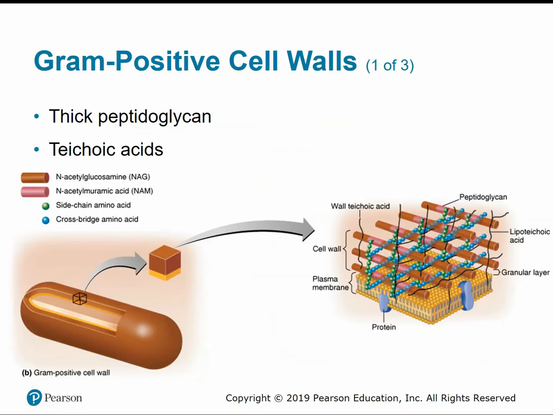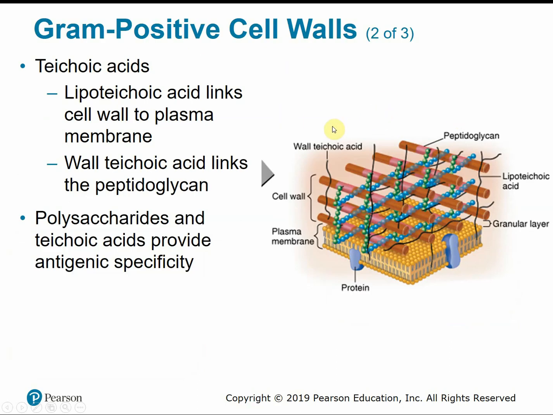There are two main types of bacterial cell walls that we'll focus on. Gram-positive cell walls are characterized by a thick layer of peptidoglycan. So we have multiple layers of our peptidoglycan rafts stacked on top of each other. They also contain teichoic acids, two types on gram-positive cell walls. Lipoteichoic acids help link and anchor this peptidoglycan to the plasma membrane, so it reaches all the way down into our phospholipid bilayer. The wall teichoic acids link the different layers of peptidoglycan, so we're linking all of the rafts together. Some of these polysaccharides and teichoic acids can also provide antigenic specificity, meaning they can act like identification markers.